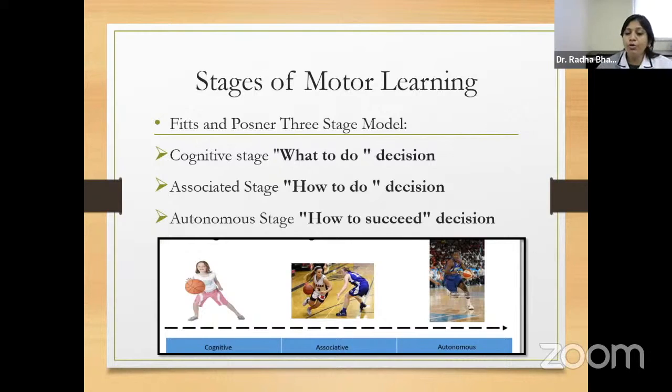So that is your associative stage of learning. Next is the autonomous stage, which means how to succeed. Now you already know how it is to be done, what is to be done, and now with no recall, no retention, it is like when you say it's in the blood, immediate, no recall, nothing, no practice, and you can do that particular thing. It means you have achieved your autonomous stage. The same we can go with a car driving example.